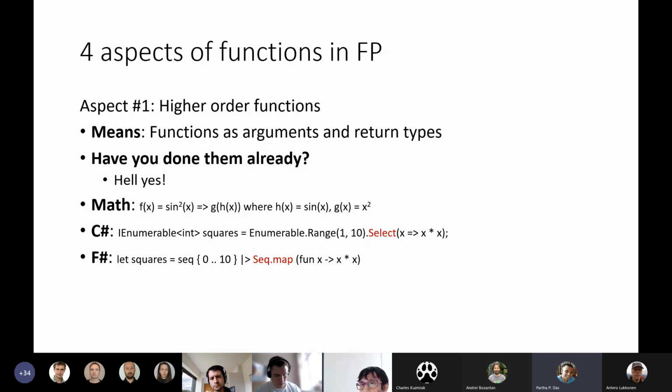Hell yes. In math, you've done it like this. So this is a higher order function, where your sine square x is nothing but sine of x times sine of x. In C#, this is a higher order function too. Select is a higher order function. It takes in a value which is a function, and returns. You get the idea. F# is very similar. But the main thing here is you are allowing functions to be arguments and return types of other functions. That's the meaning of higher order functions.